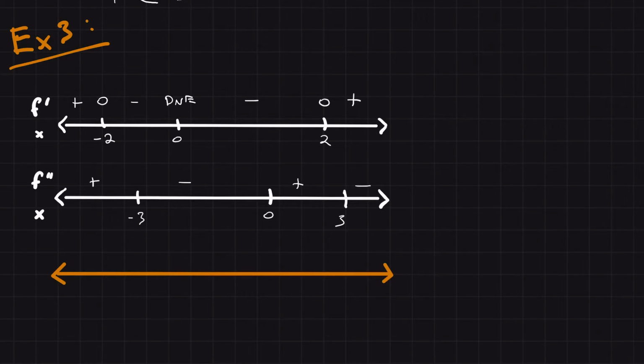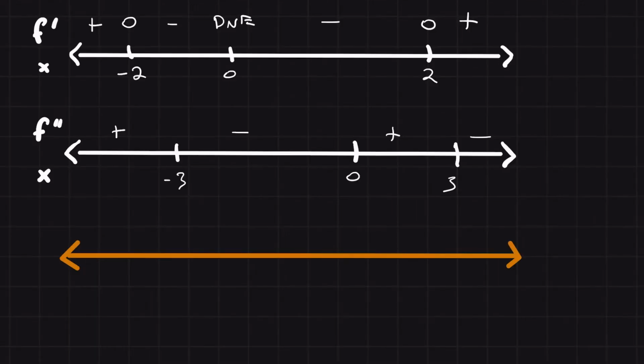For every tick mark on f prime and f double prime, I want to create a tick mark on the new number line. The leftmost x value in the number lines above is at -3. So I'll start with a tick mark at -3. Next after that is -2. After that, it's 0. After that, it's 2. And then after that, it's 3.